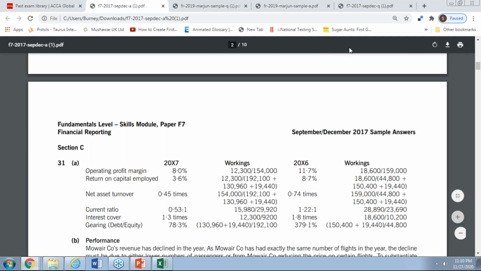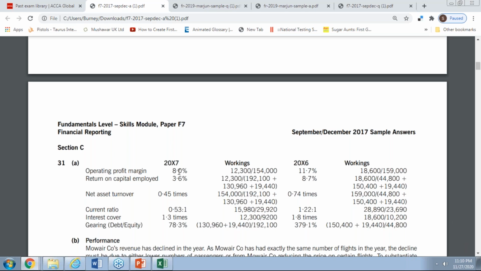So let's analyze the calculations. Operating profit margin has declined over the period. So what will be the reason for this? One of the reasons could be the company is charging low airfares. That's why the profitability has gone down.